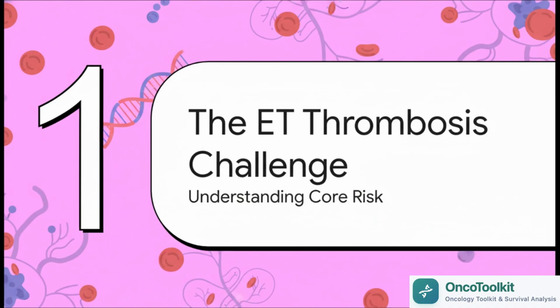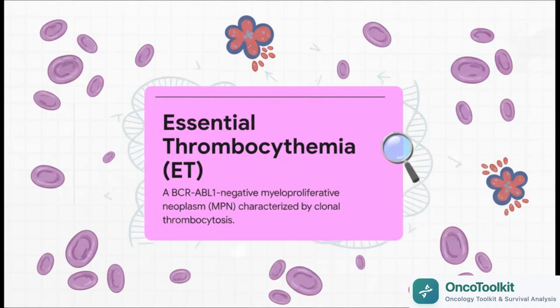Now, to really appreciate the power of this automation, we first have to break down the clinical challenge it was built to solve. Let's dive into understanding the core thrombotic risk in essential thrombocythemia. Okay, let's start with the fundamentals. Essential thrombocythemia, or ET, is a BCR-ABL1 negative myeloproliferative neoplasm. And really, what that means is we're looking at two key pathological features: clonal thrombocytosis, that's an uncontrolled overproduction of platelets, and megakaryocyte hyperplasia right there in the bone marrow.